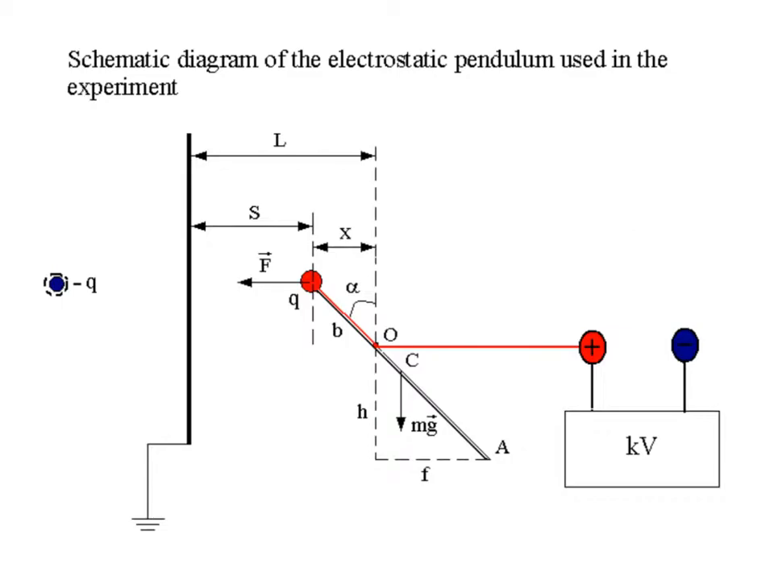A high voltage is applied to the ball located on the end of the rod that is able to rotate about the axis O. This is an electrostatic pendulum. To the left of the ball, the grounded metal plate is placed. The ball starts to be attracted to its electric image in the plate and attains a stable equilibrium.